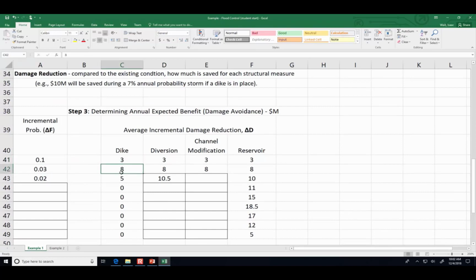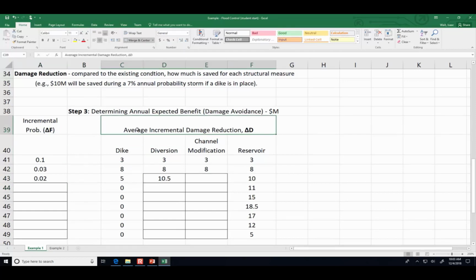So I've gone through all of those calculations for the dike and shown the beginning pattern for the diversion and channel modification. And so for each of those remaining blank fields, calculate the delta F for the incremental probability and the delta D.